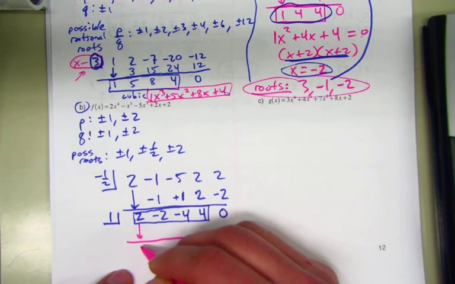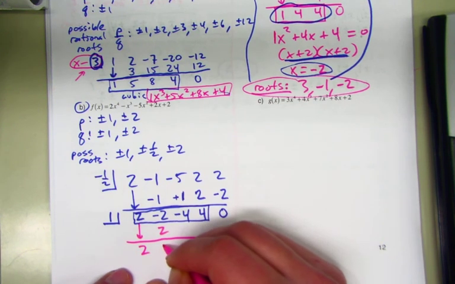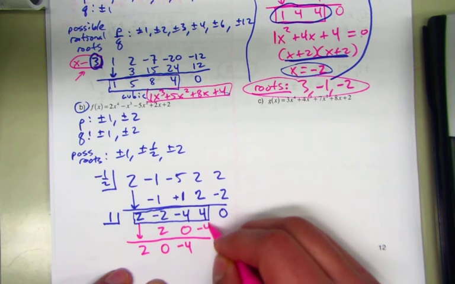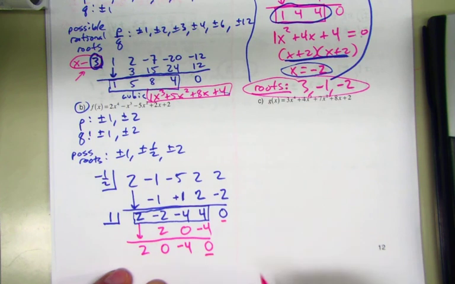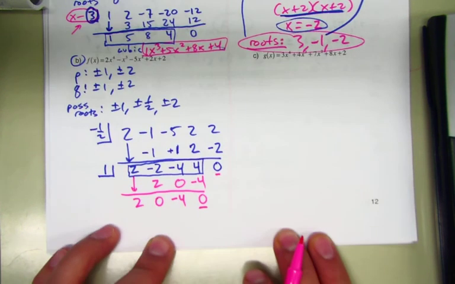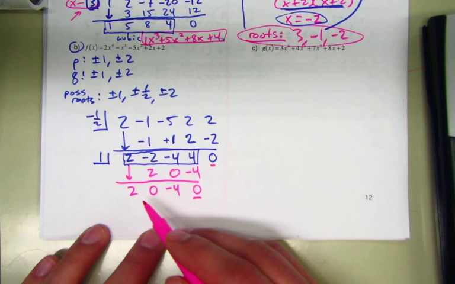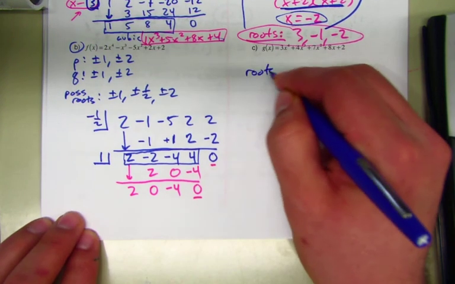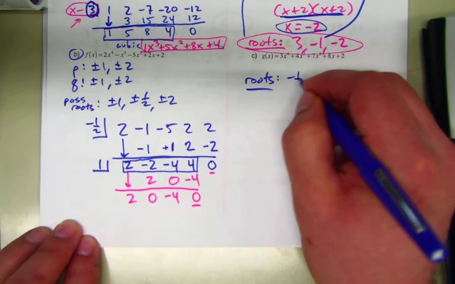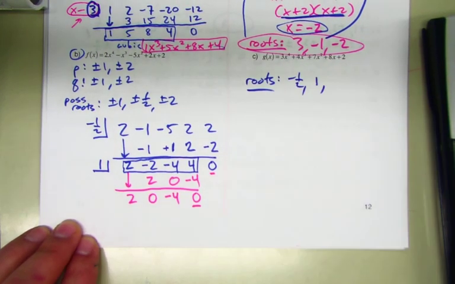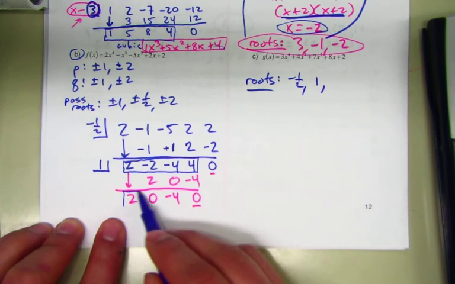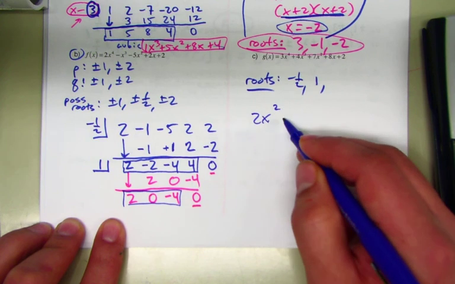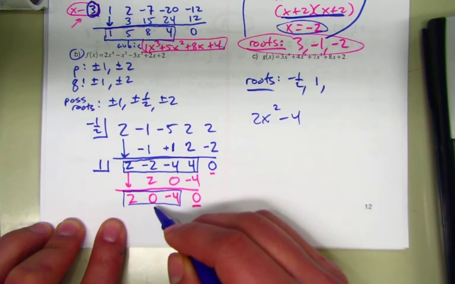Bring down the 2. Multiply. Add. Multiply. Add. Multiply. And again, we should get a 0 remainder each time, right? Okay. So now we've established so far that our roots are -1/2. We just confirmed that 1 works. What does this translate to now? 2x squared minus 4. There's no x term because it's a 0 in the middle.